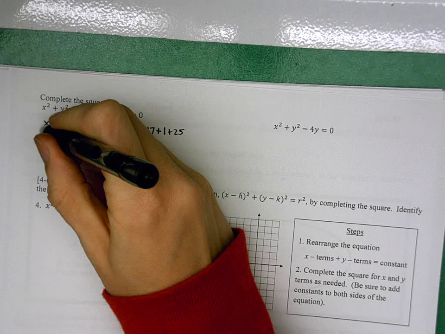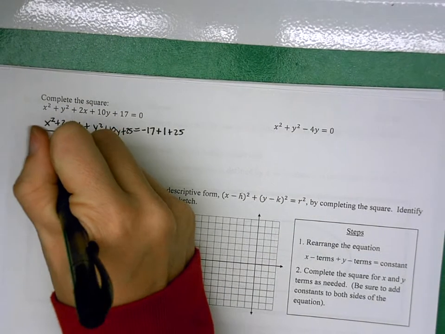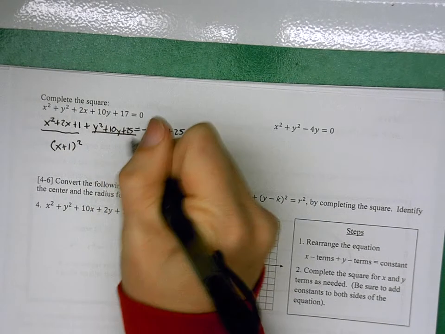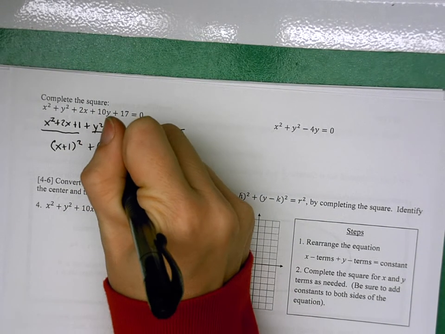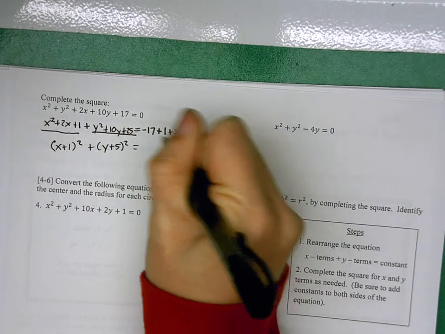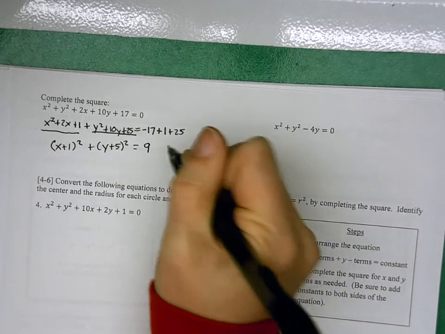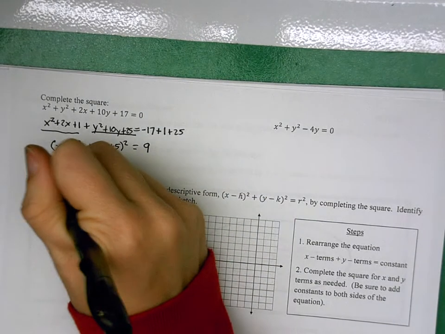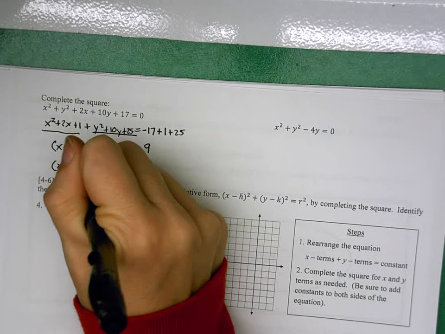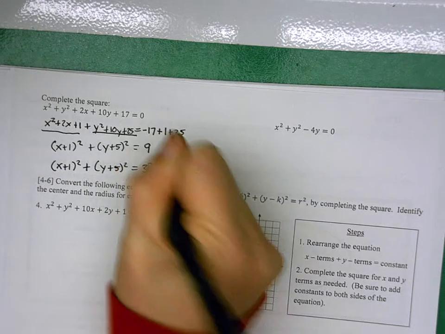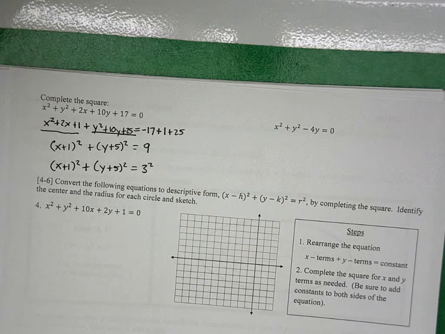So this piece here now factors to x plus 1 quantity squared. This piece here factors to y plus 5 quantity squared. And back here, negative 17 plus 1 plus 25 is 9. Or, for the sake of our graphing here, I'm going to rewrite that 9 as 3 squared, because now we can see what our r is. Our r is 3 here. Okay?